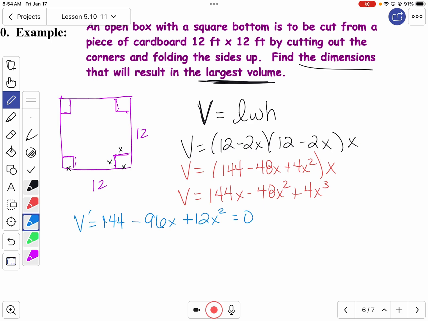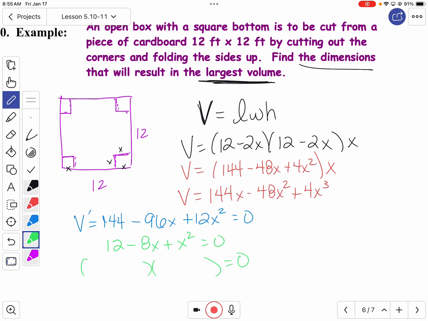It's a quadratic. We're going to need to factor it, but it would help me a whole lot if I didn't have all those big numbers in there, all right? Is there a number that would evenly divide 144, 96, and 12? 12, yay. Okay, so 12 would divide all of those. So if I divided everything by 12, that would give me 12 minus 8X plus X squared equals 0. That's a lot easier to factor, okay?